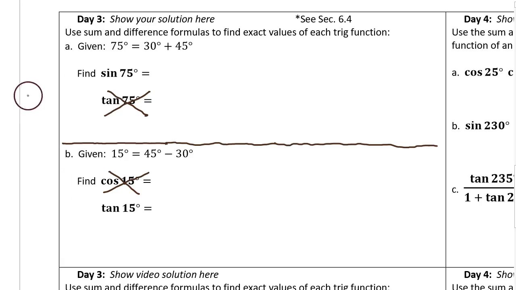Here's the solution for day 3. Use sum or difference formulas to find exact values of the trig function. Question A. Find the sine of a 75-degree angle.